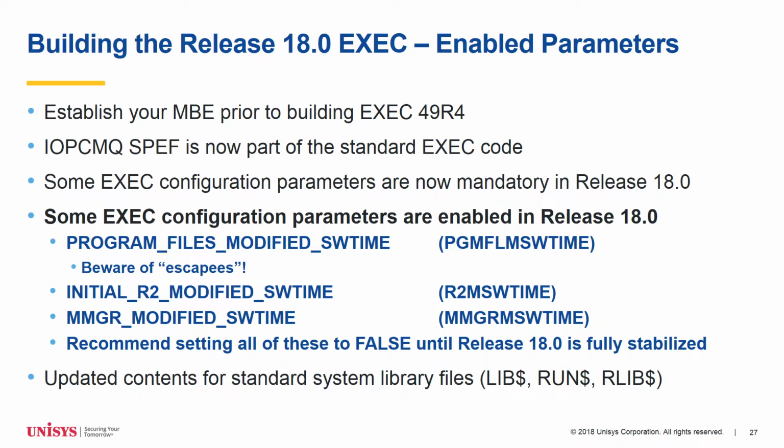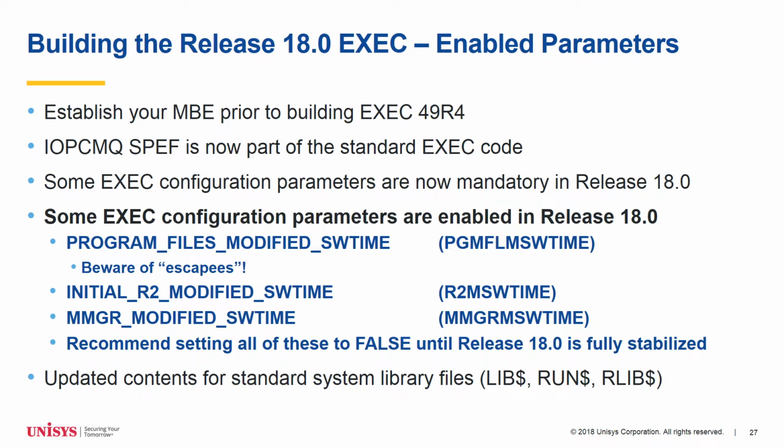You need to exercise extra vigilance to ensure that the program files on one system with the newer timestamp format do not escape or get transported to another system that's still using an older software platform which does not yet recognize the newer timestamps. The initial R2 parameter controls timestamp formats in a variety of structures.